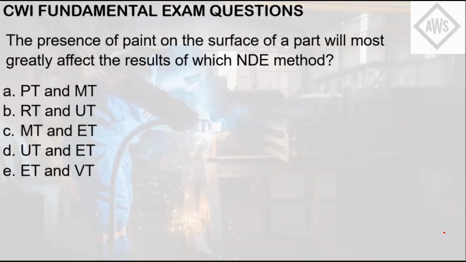The presence of paint can affect which of the following non-destructive testing methods? That's basically what is being asked in this question. The requirement of PT and MT is that the weld surface must be clean, and that includes paint. The presence of paint can cause false indications, and the paint can also block the opening, and thus the discontinuity cannot be revealed properly. If you have a surface that is being blocked by paint, then the discontinuity cannot be revealed. So the answer here is letter A, PT and MT.